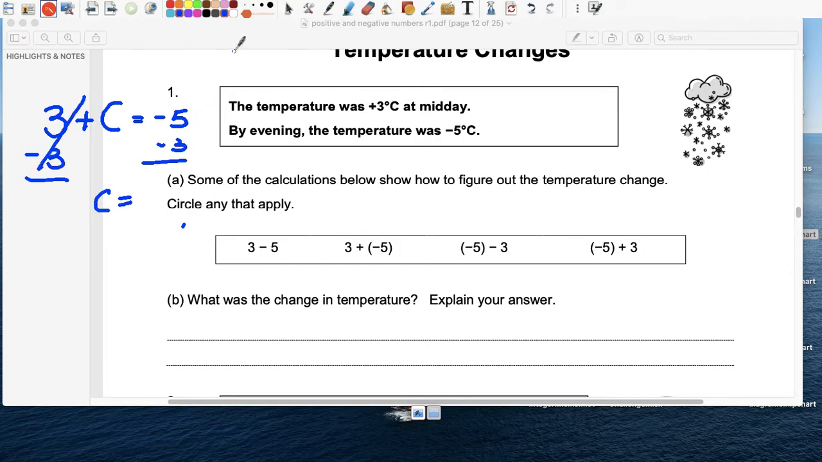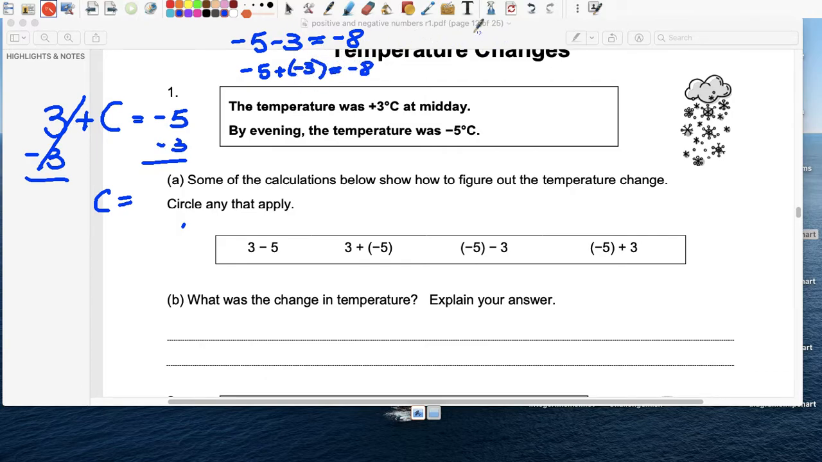minus 3. If you write that down, that says -5 minus 3. If you're okay doing it like that, you know it's -8. If you want to change that to an addition, then you can rewrite it like that. Either way, you get -8.